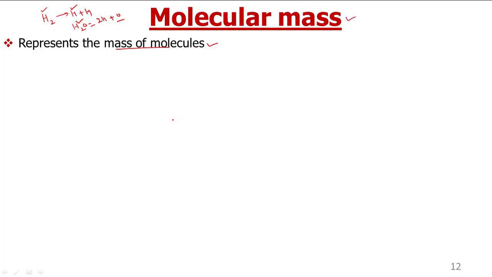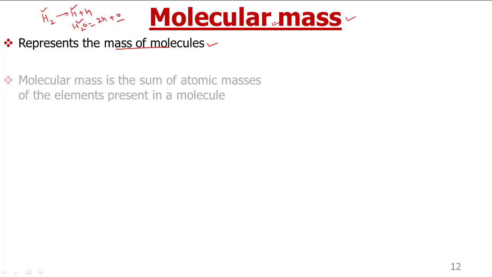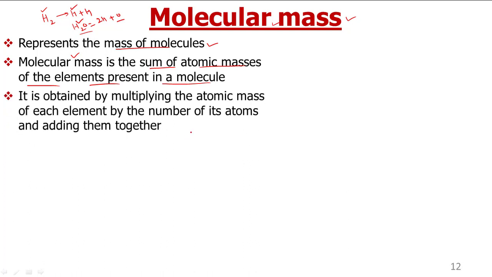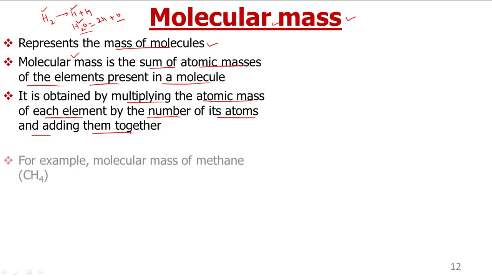So the mass of molecules is represented by molecular mass. And it is simple. Molecular mass is the sum of atomic masses of elements present in a molecule. If we add the atomic mass of all the atoms present in a molecule, we will get the molecular mass. It is obtained by multiplying the atomic mass of each element by the number of its atoms and adding them together. Now let us do some examples to learn this.